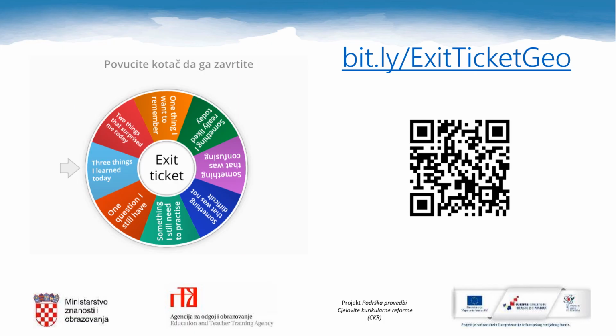And this is your exit ticket for today. Typing in this bit.ly exit ticket geo link or scanning the code will take you to this wheel. You need to spin it and then write down what is asked of you. For example, 3 things you learned today, or something you still need to practice.